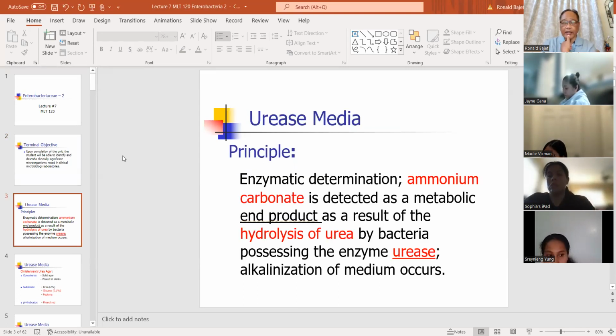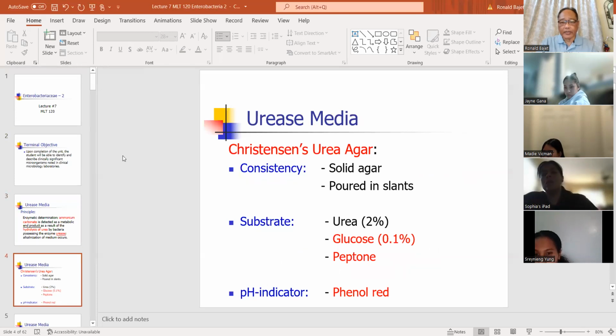Okay, so urease, the urease test is testing whether the organism has the urease enzyme. That's what we're testing for, the presence of the urease enzyme. And in order to do that, we introduce a medium, or a substrate, if you will, to the organism. And if the substrate is broken down by the organism, then that means the organism has the enzyme urease. Certain organisms have this enzyme. So it's a pretty simple test.